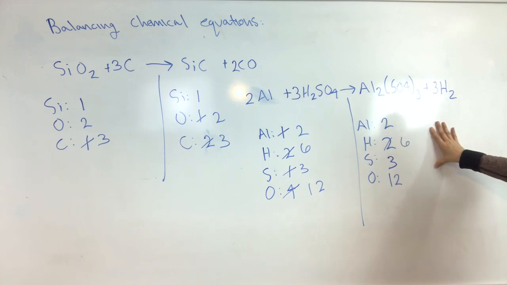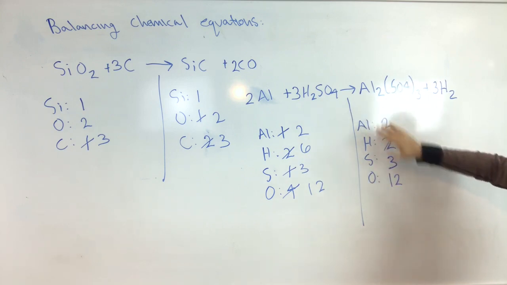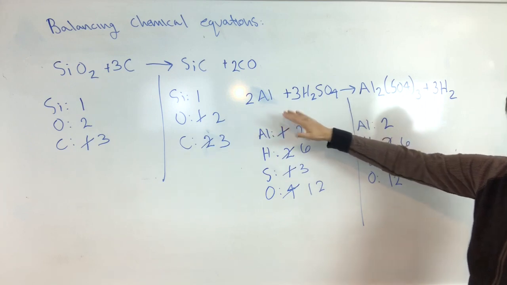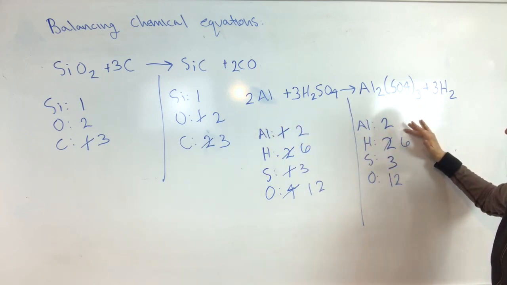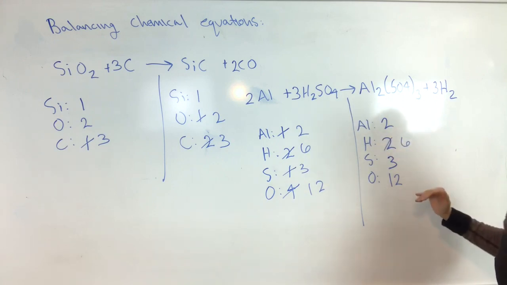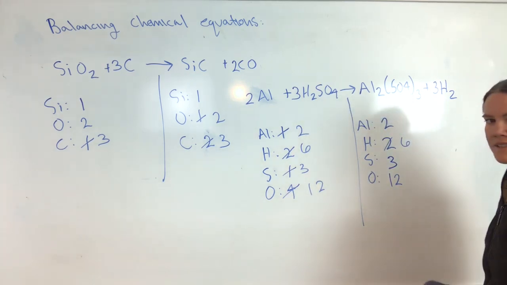And I just want to emphasize that you could have balanced these in any order, and you would have ended up with the same thing. Like, say you didn't know that it will be easier if you balance aluminum last in this particular case, don't worry too much about it, because as long as you balance each thing one at a time, you're going to end up with the same answer. It just might take more steps.